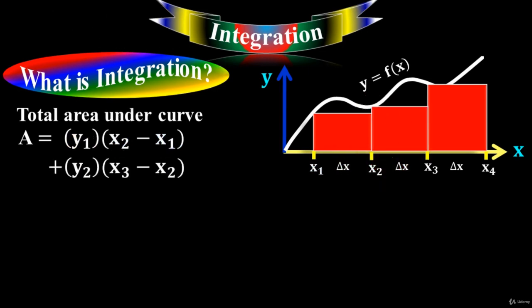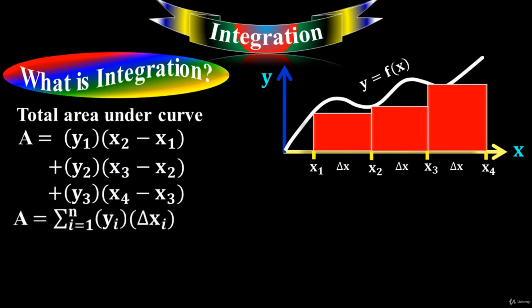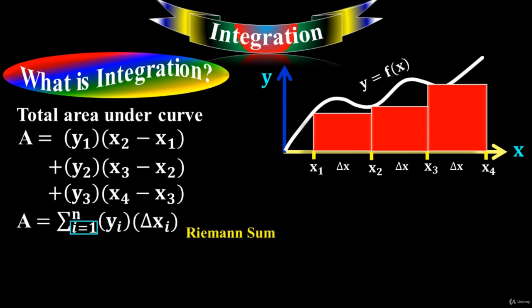Now take the second rectangle. The area of the second rectangle is height times width. Now take the third rectangle. The area for the third rectangle is height times width, and this is called the Riemann sum. Here i is the number of rectangles, starting from 1 to the desired number of rectangles. y sub i is the height along the y-axis, and delta x sub i is the width along the x-axis.